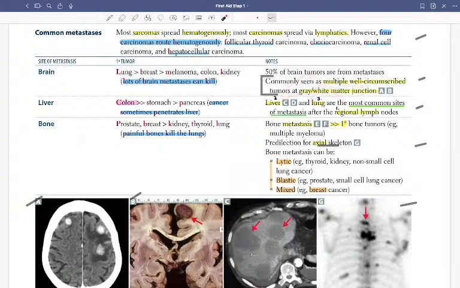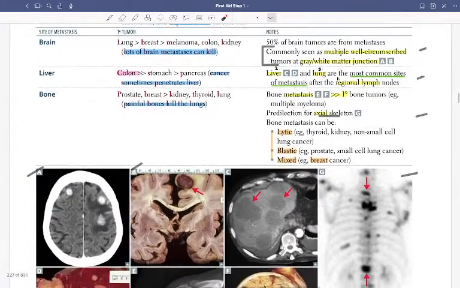Because they'll give you a CT, I mean, they'll give an MRI. Grey-white matter junction. They'll give MRI. Okay, this grey-white matter junction. They can give MRI, they can give CT, anything.